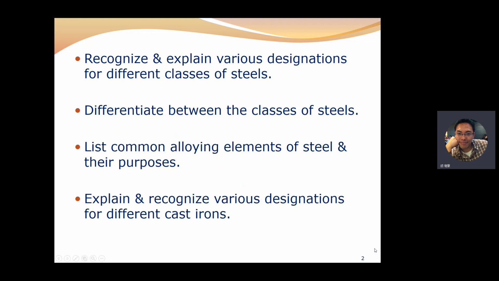The objectives in this chapter: we have to recognize and explain the various designations of different classes of steels and differentiate between the classes of steels, list the common alloying elements of steels and their purpose, and explain various designations for different cast irons.